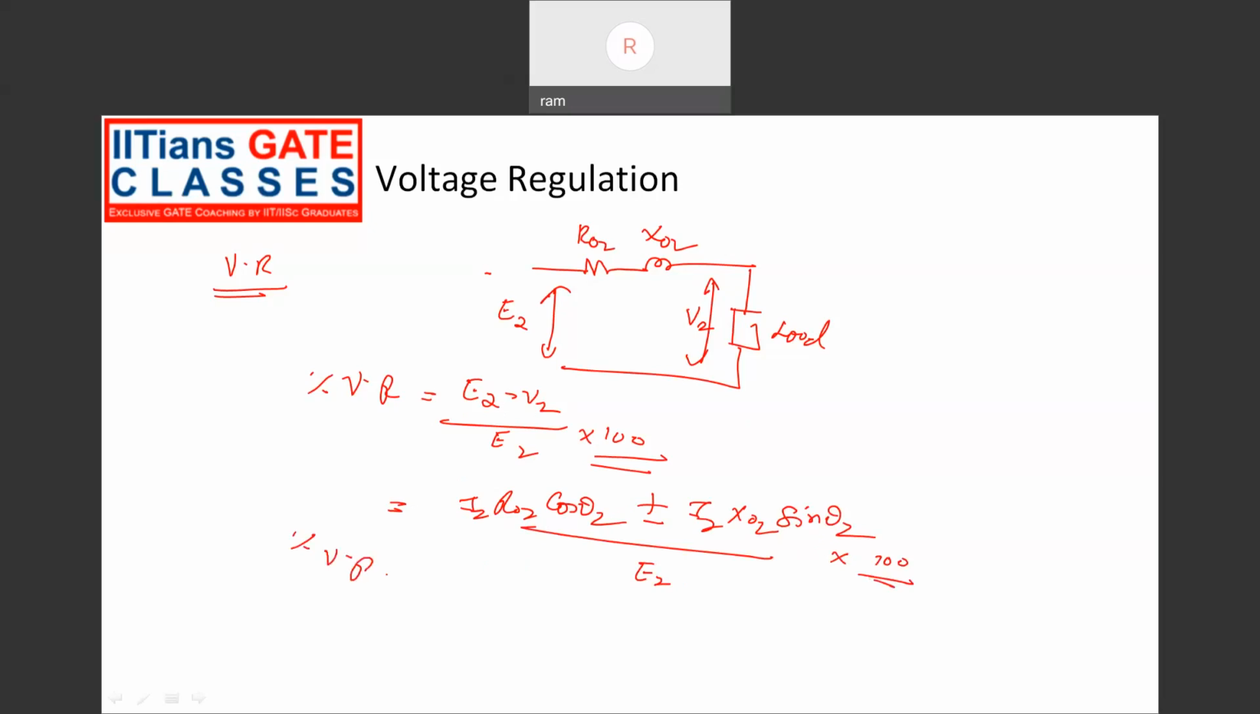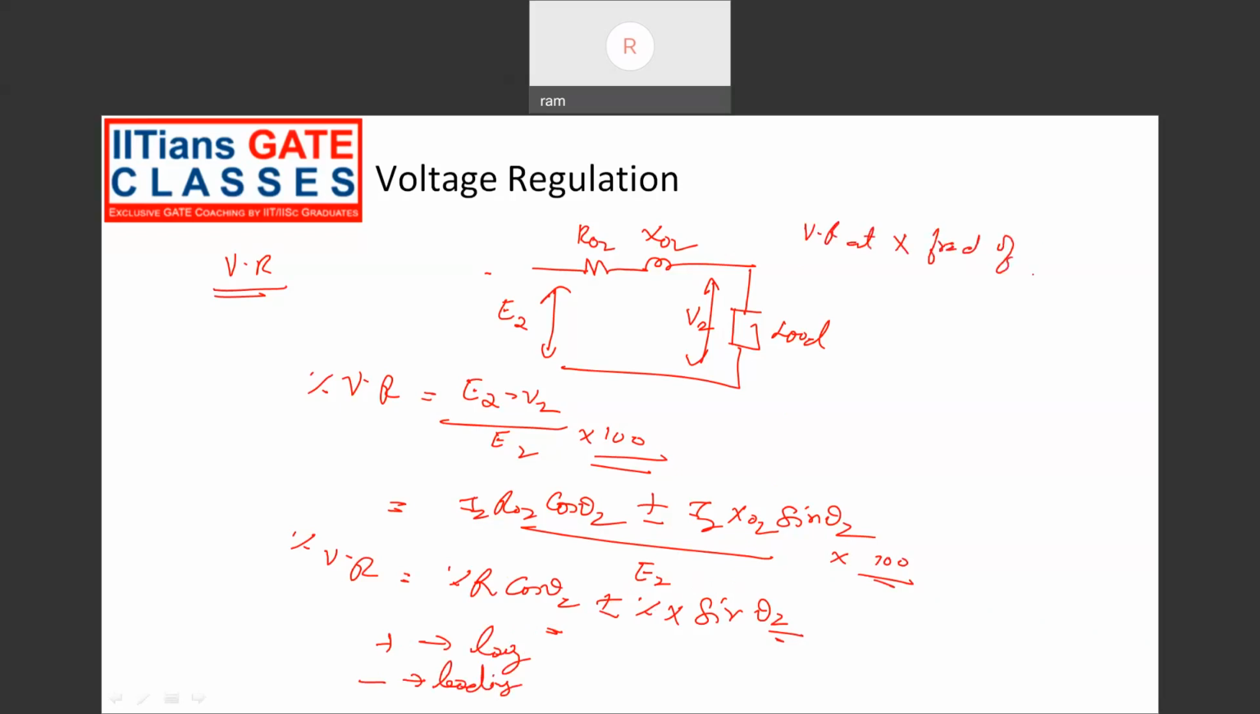So this can also be further written as percentage voltage regulation equal to percentage resistance into cos theta 2 plus or minus percentage reactance into sin theta 2. So theta 2 is the load power factor angle, and the positive sign is used when lagging type of load is used on the secondary side. Negative sign is used when leading type of load is used. And here also, voltage regulation at X fraction of full load equals X times full load voltage regulation.